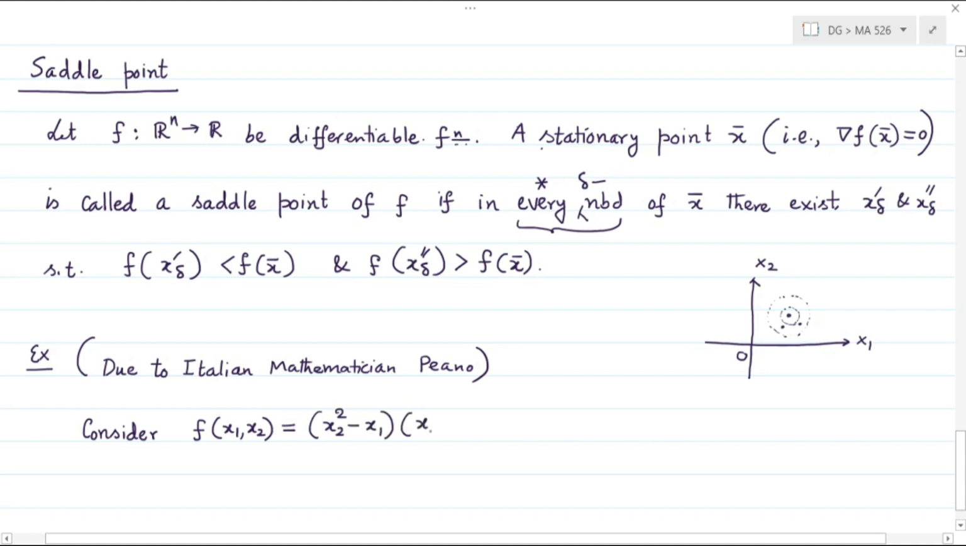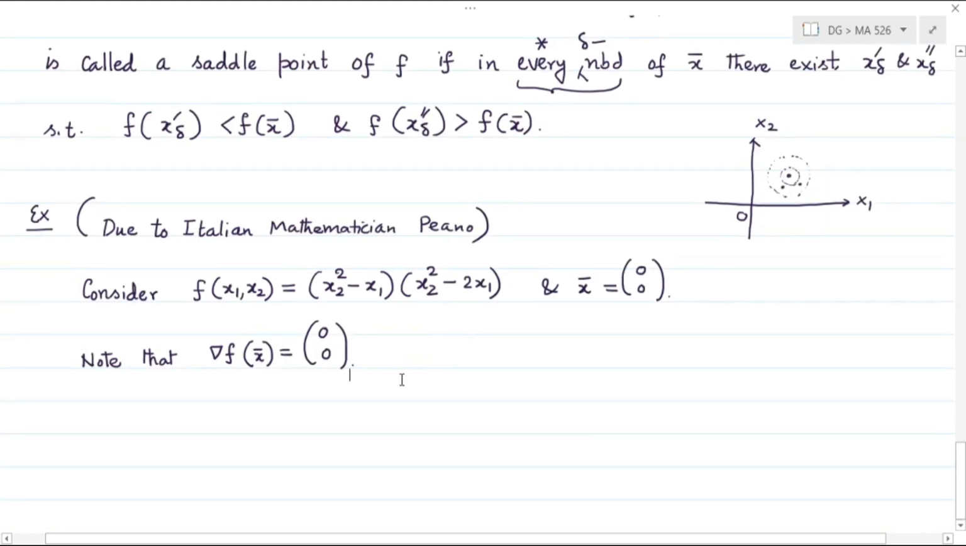Fine. x2 square minus 2x1. For this function, consider x bar. Here x bar is two dimensional, so you consider the null vector as x bar. Now we note that the gradient of f at the point x bar, you can quickly calculate, you will get a null vector. Therefore it is a stationary point.